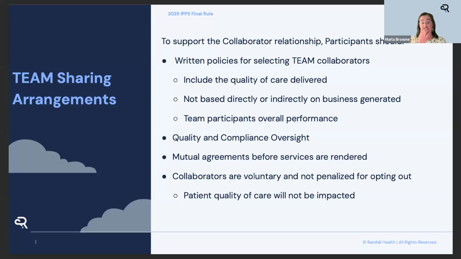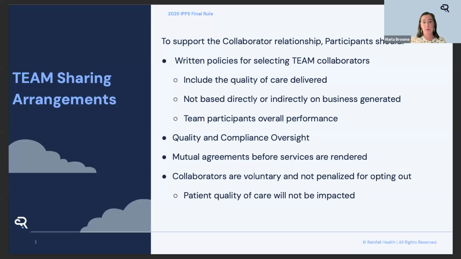And once a team participant enters into a sharing arrangement, there's got to be oversight, right? CMS is going to want to know who's overseeing this. Most likely we'll land with quality and compliance to oversee that sharing arrangement, making sure not only the participant hospital but also the collaborators are following that arrangement.